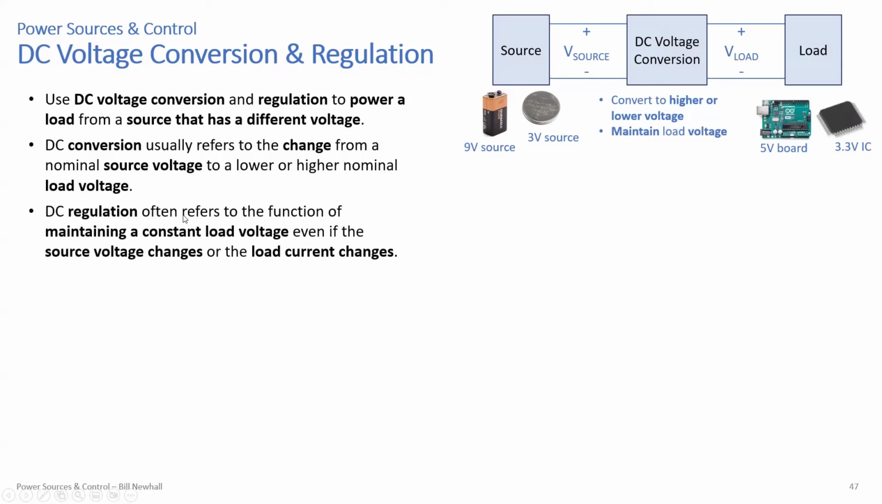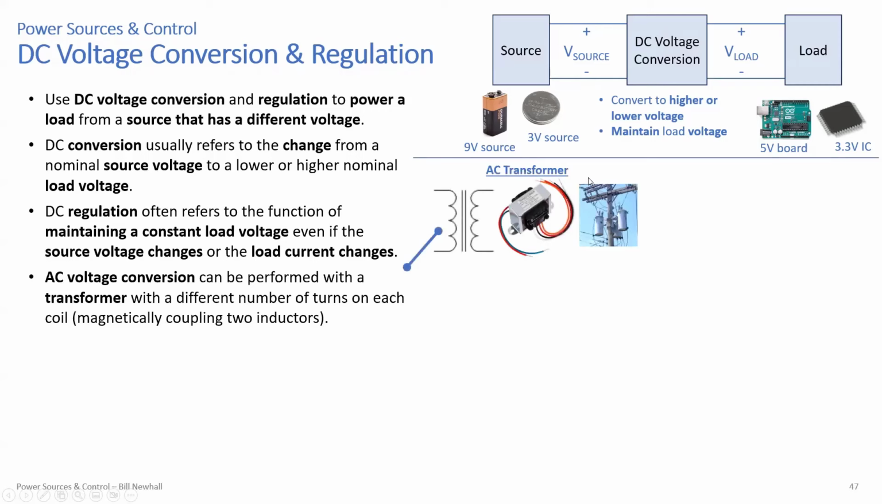So regulation, DC regulation, often refers to the function of maintaining a constant load voltage, even if the source voltage changes or the load current changes. Okay, so you want to maintain a load voltage if the source changes.